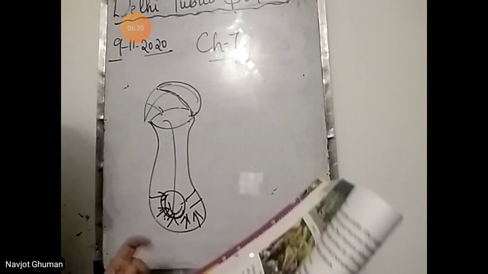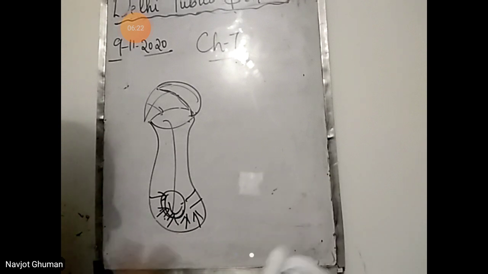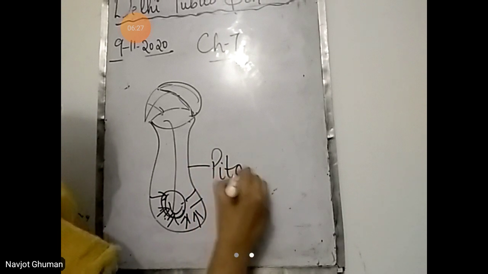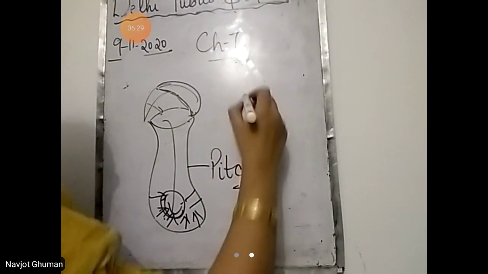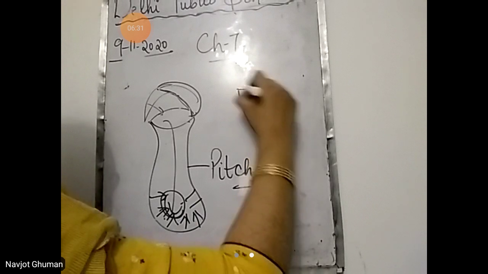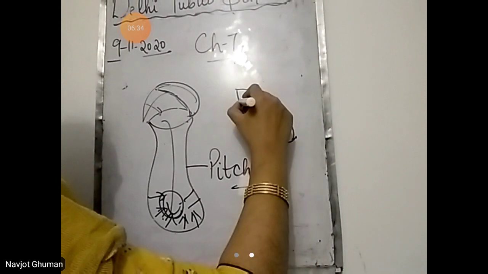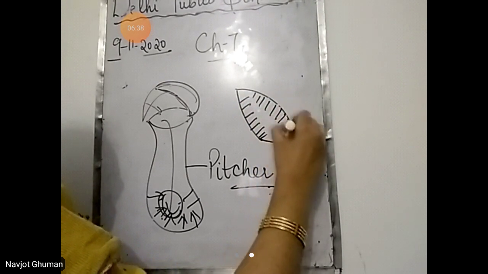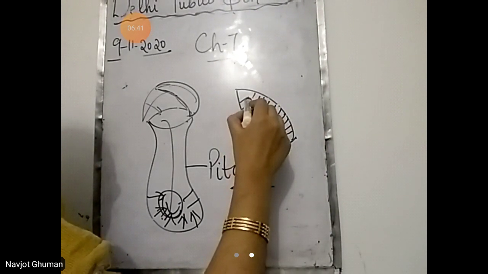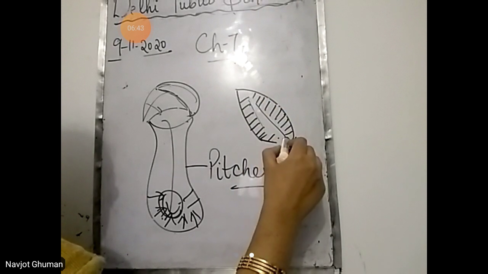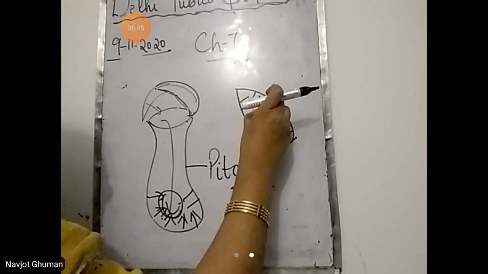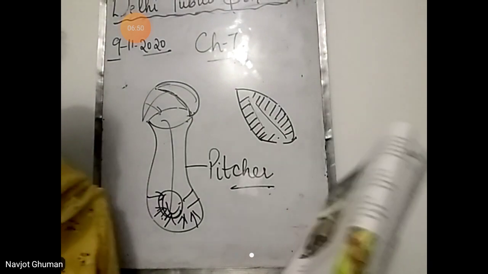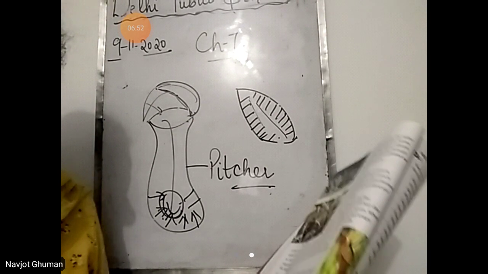So mainly we have read about two examples of the insectivorous plants. One is the pitcher plant, that is in the shape of a pitcher, and one is the Venus flytrap. The Venus flytrap has hinges inside it. When the insect comes and sits on these stiff structures, then it shuts down and the insect will fall inside. It will be closed inside and the plant will digest it.